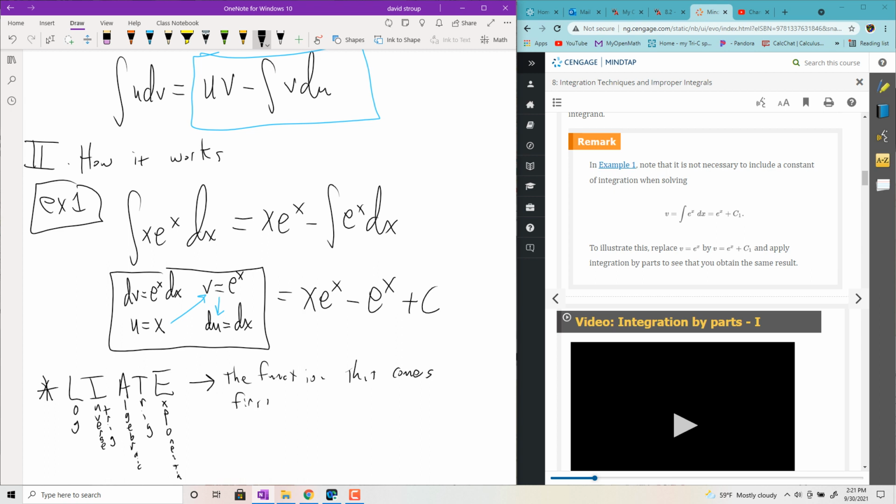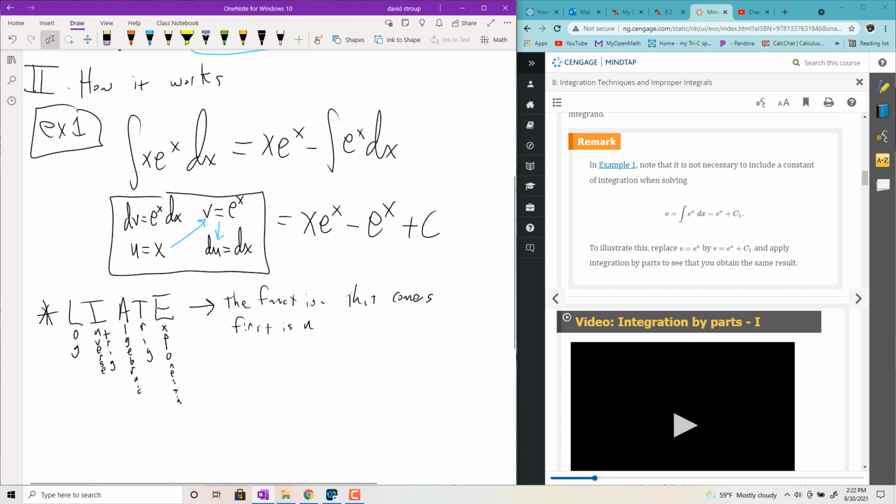Honestly, you're going to be forced to do one or the other. If you pick wrong, that second integral will usually snowball. In other words, it'll get worse and worse and worse. Or when you're doing your little table here, you just won't be able to do the integral of dv. So you'll be forced to use the other one. So it's basically forcing, but if you want to use the acronym LIATE, by all means do that. That makes my life easier too.